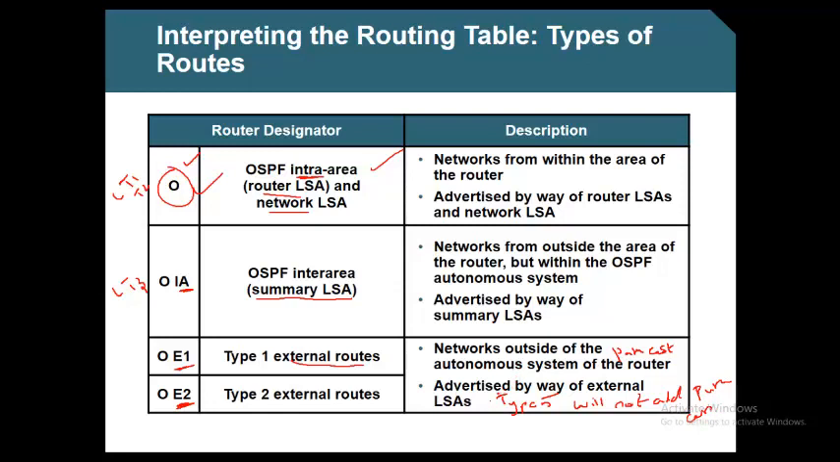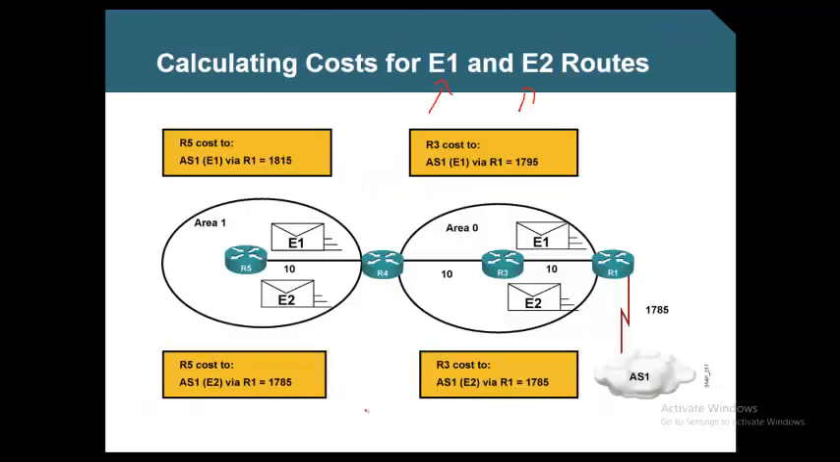Both are type 5 LSA. But one is going to calculate the path cost, which is E1, not default. This is default. E2 is default. E1 is not default. And E1, you need to tune if you want, you see. What is the difference between E2 and E1?